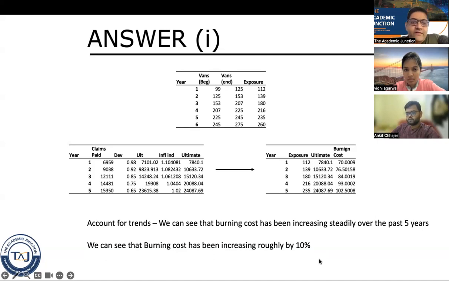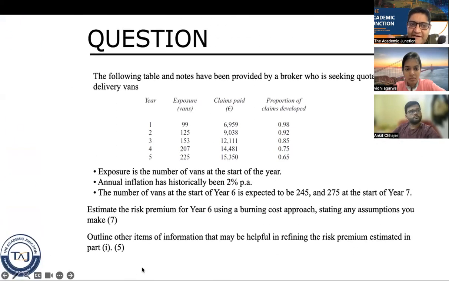For example, a perfect example: what if the burning cost was increasing because they started growing? So look at this. This is a practical question. They had 99 vans 5 years ago. Now they have 225 vans. They have grown by about 10%, 15% year on year. It's a good growth for a company.